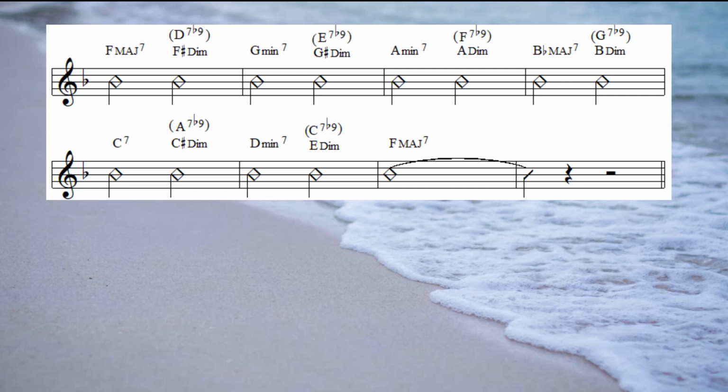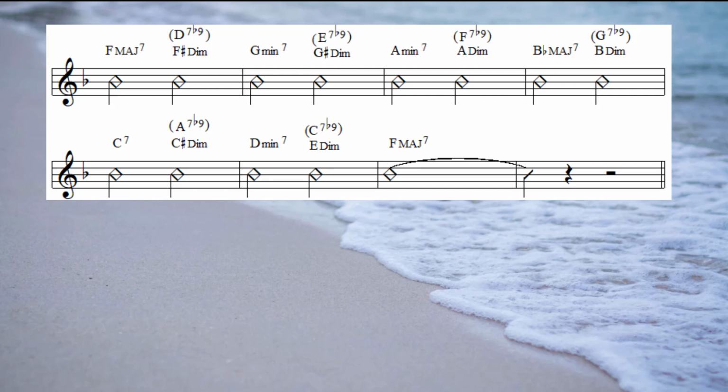The second bar we have G minor 7th and we have G sharp diminished, and that G sharp diminished contains the exact same notes as an E7 flat 9, only it doesn't contain the note E.